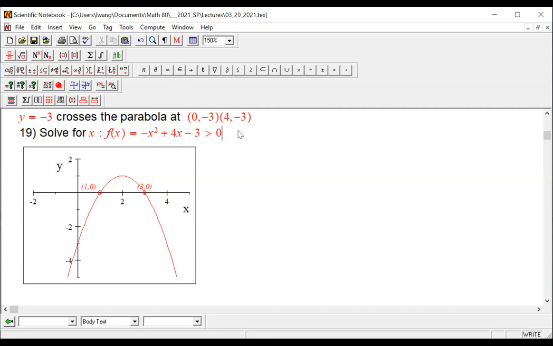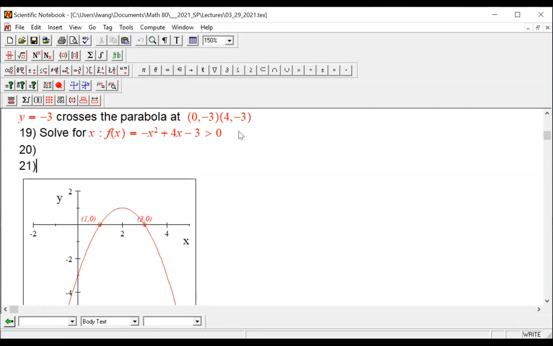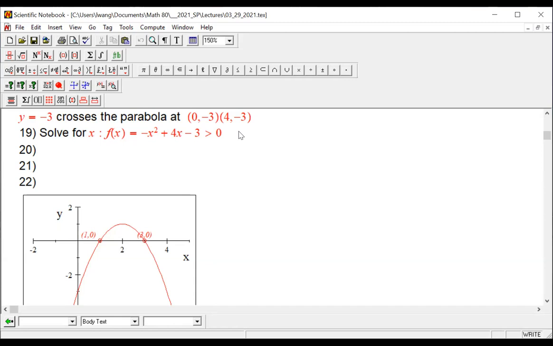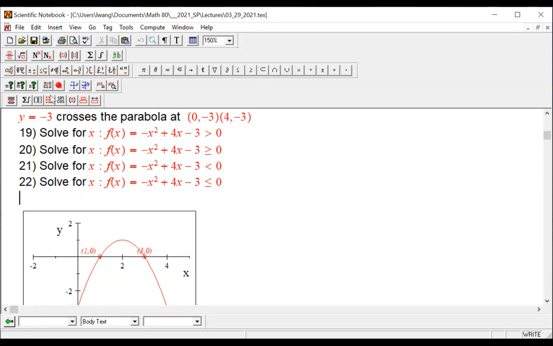So now we're going to look at 19, 20, 21, 22. Look at these four questions. All of these four questions are just asking different aspects of it, right? So I want you guys to try to write down the solution. And I'm going to put the answer in the form of a summary while you guys are working on it. Greater than or equal to, less than or equal to, right?